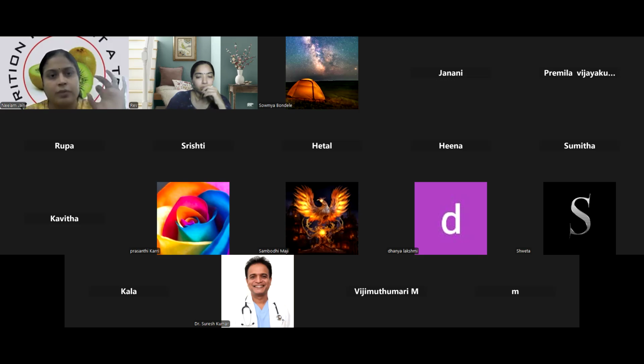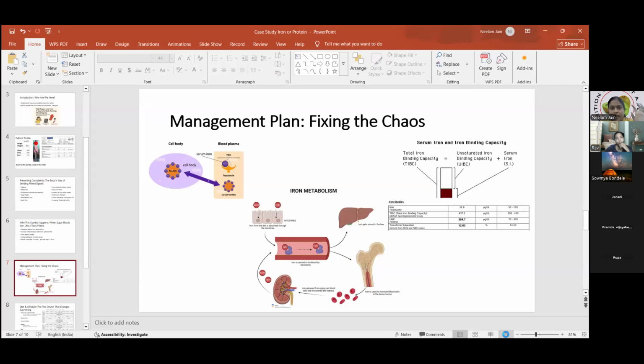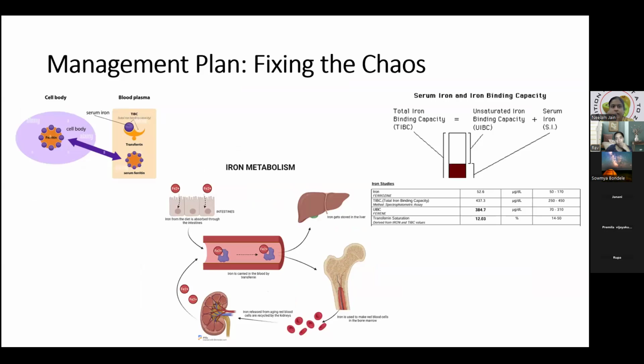So now I am going to tell why we started. I focused on UIBC, TIBC, and ferritin. That is the major story that I wanted to share today. When we are talking about iron, it is not just the iron per se, it is the protein that carries the iron also, right? So we know that our body takes iron from the intestine. Whatever food we eat gets absorbed by the intestine, so iron goes into the blood. Here, the transferrin protein binds with the iron and takes it to the liver, where finally iron is stored.